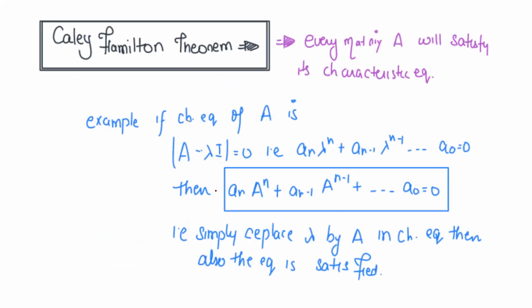Cayley-Hamilton theorem. Every matrix A will satisfy its characteristic equation. What is characteristic equation? A minus lambda I is called the characteristic equation of the matrix. So every matrix will satisfy this equation. So this is the Cayley-Hamilton theorem.